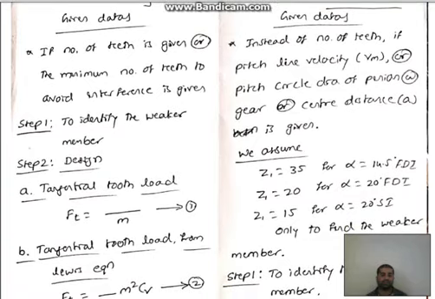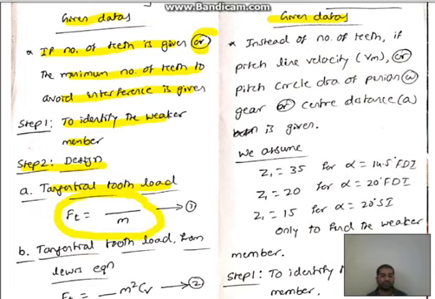Now we discuss the problem based on the given data. If the number of teeth is given, or the minimum number of teeth to avoid interference is given, then the first step is to identify the weaker member. Second step is design. A bit is tangential tooth load. In this, the tangential tooth load is in terms of module. That is the first equation.